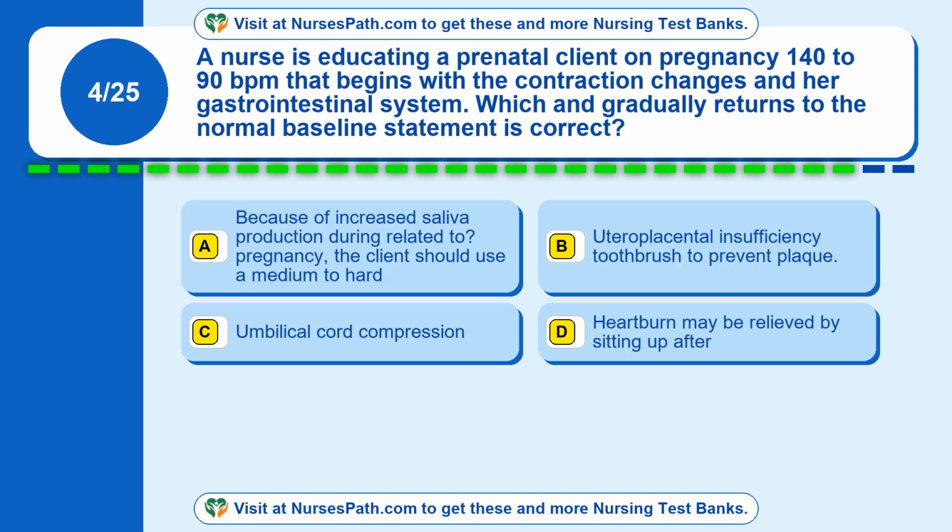Question 4. A nurse is educating a prenatal client on pregnancy changes and her gastrointestinal system. Which statement is correct? Option A. Because of increased saliva production related to pregnancy, the client should use a medium to hard toothbrush to prevent plaque. Option B. Uteroplacental insufficiency. Option C. Umbilical cord compression. Option D. Heartburn may be relieved by sitting up after.